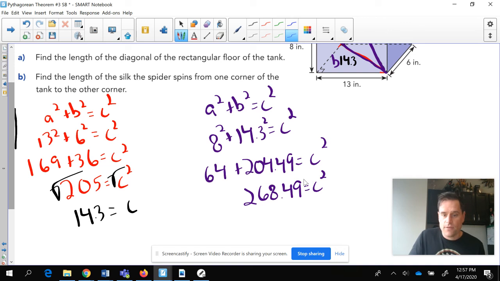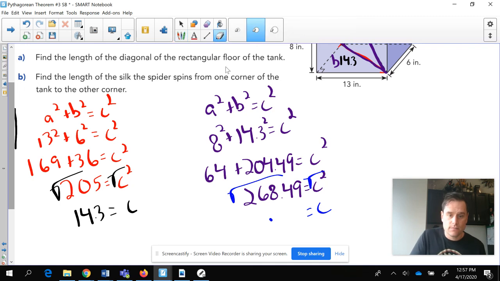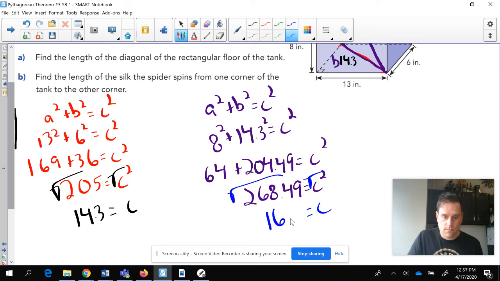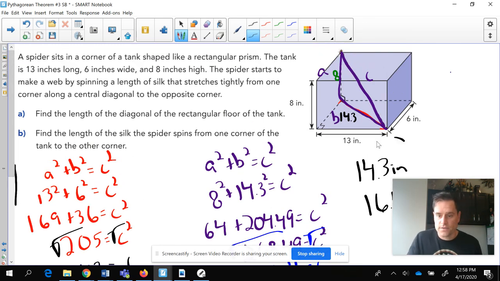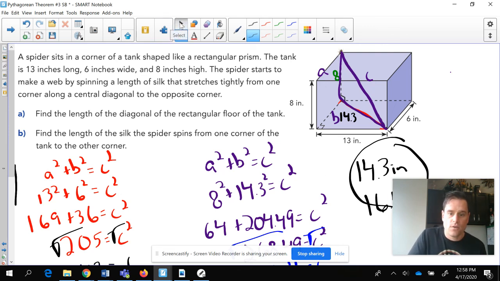We're then going to take that and find the square root. And we're going to get 16. We're going to round that to the nearest tenth, 16.4. And we're going to say that is going to be 14.3 inches, and 16.4 inches for the spider web. We can circle that.